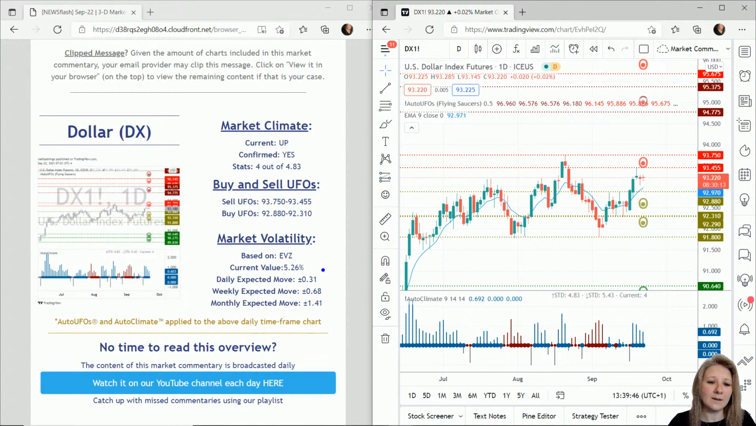Now, in terms of volatility, the US dollar is less volatile than the others. We'd expect movement up or down in 1 year of 5.26%, which means in a day, 0.31 points up or down, in a week, 0.68 points, and in 1 month, 1.41 points up or down. So that's the US dollar.